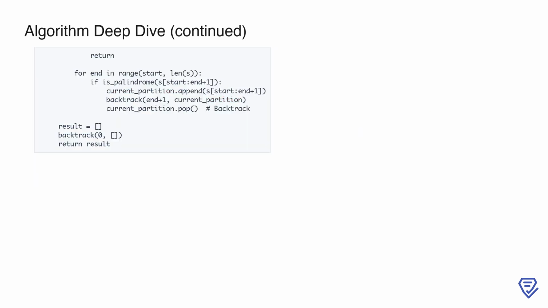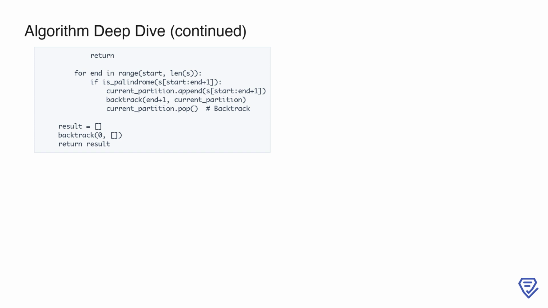The Python implementation of this algorithm begins by defining the is_palindrome helper function, which checks if a substring is equal to its reverse. The main function partition includes the recursive backtracking logic. Starting from index 0, we iterate through all potential end indices, checking if the substring from start to end is a palindrome. If it is, we append it to the current partition and recursively call the function for the remaining string.